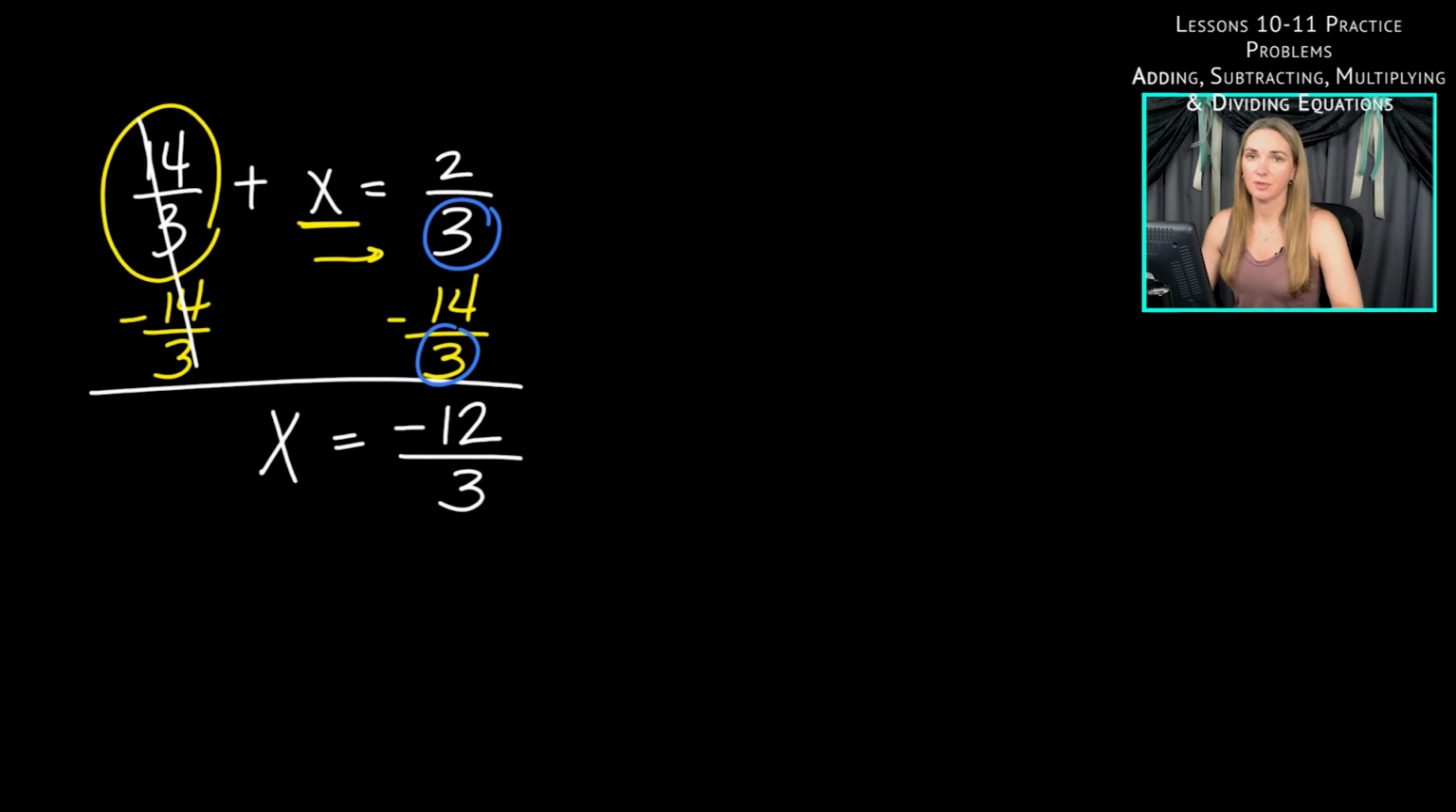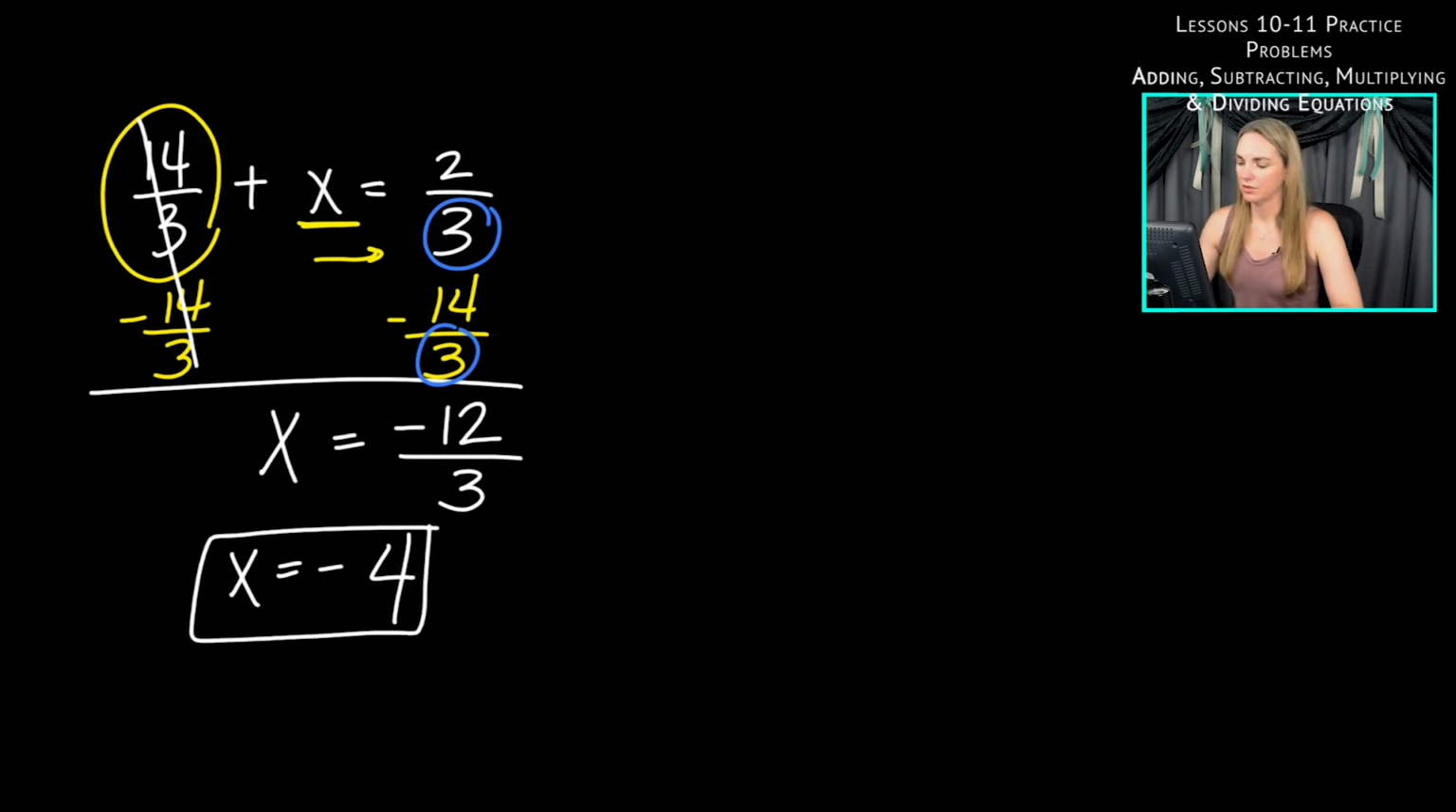Now I'm not finished because I can actually reduce this fraction. And so now x is going to equal, so 12 divided by 3 is 4, and a negative divided by a positive is a negative. So there you go. Now you can always substitute this negative 4 into your equation and solve it and check your work. But let's go ahead and move on to the next problem.